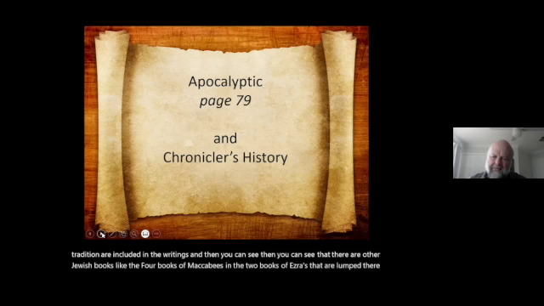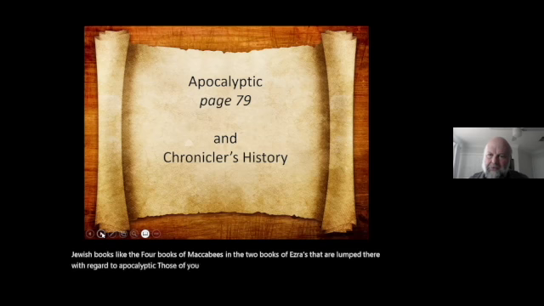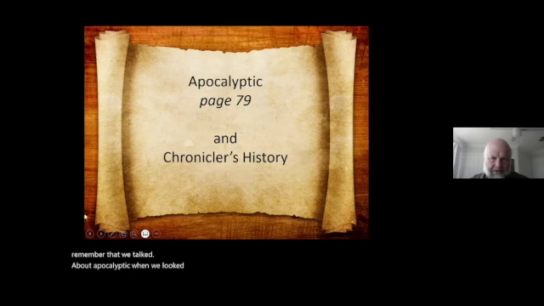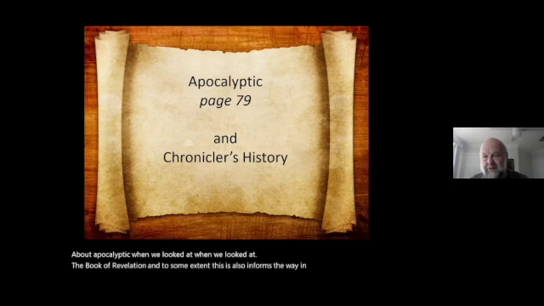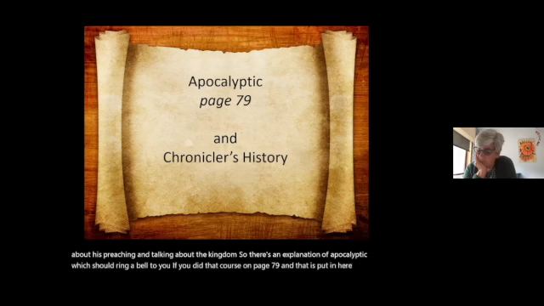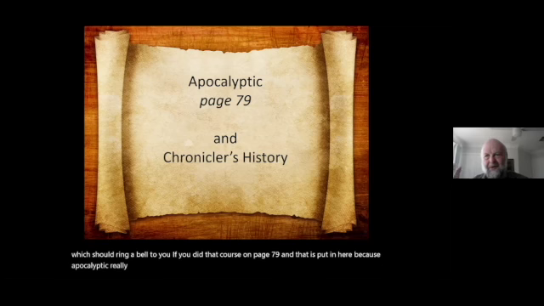With regard to apocalyptic, those of you who did the New Testament course will remember that we talked about apocalyptic when we looked at the book of Revelation, and to some extent this also informs the way in which Jesus went about his preaching and talking about the kingdom. So there's an explanation of apocalyptic, which should ring a bell to you if you did that course, on page 79. And that is put in here because apocalyptic really provides quite a contrast to the way in which wisdom literature operates.